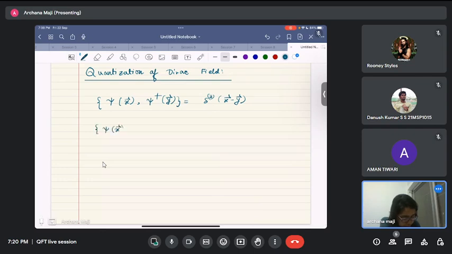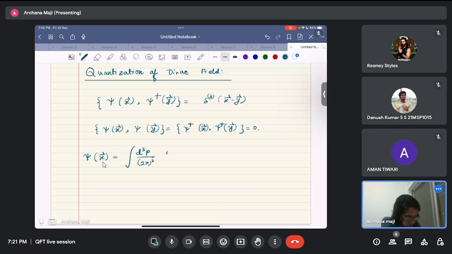psi(x), psi(y), and psi dagger(x), psi dagger(y) anti-commutators are all 0. Okay, and we expand the spinor as a linear combination of the positive frequency solutions and the negative frequency solutions, just the way we did for the Klein-Gordon field as well.